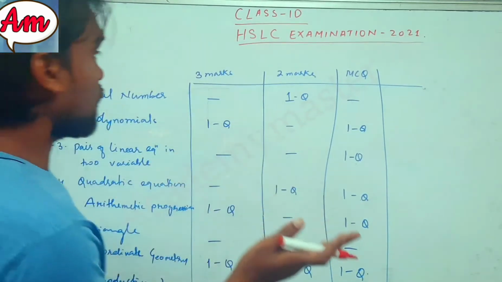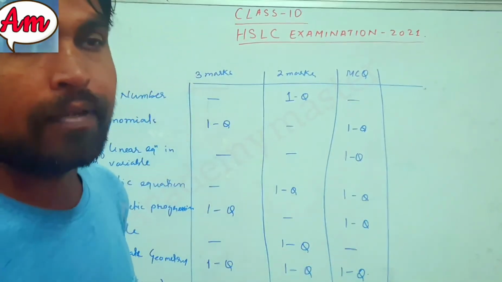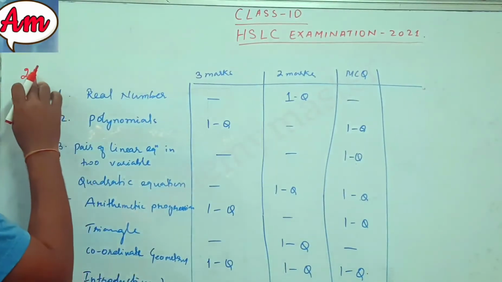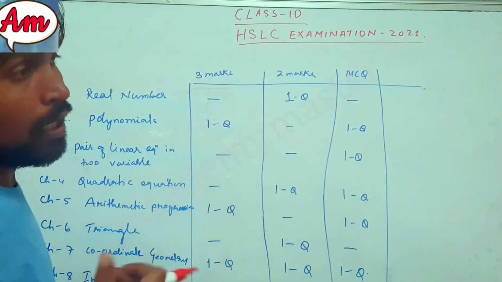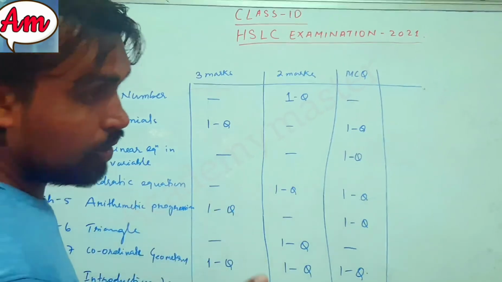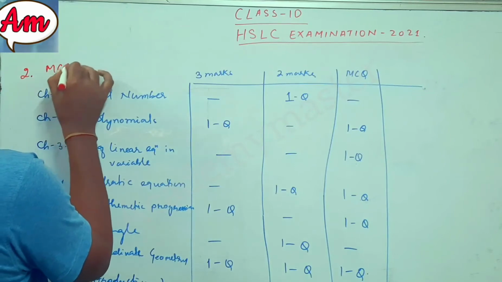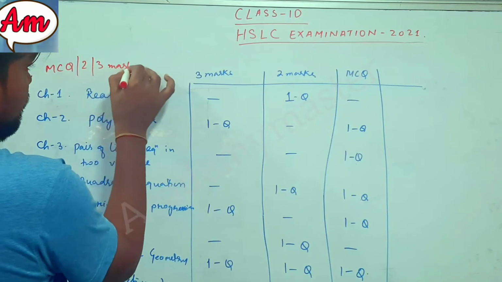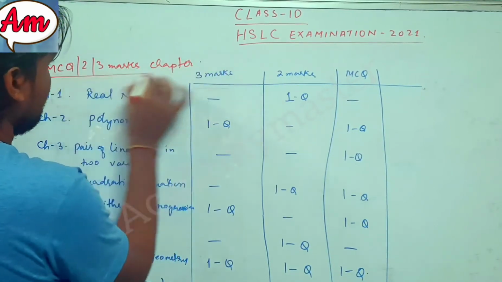Now we have already seen the chapters from where we are going to get a 5-mark question in our board examination 2021. Now in the second section we are going to see the chapters from where we are going to get 2 marks, 3 marks and MCQs. One by one I will discuss. MCQ, 2, 3 marks chapters, this is our heading.